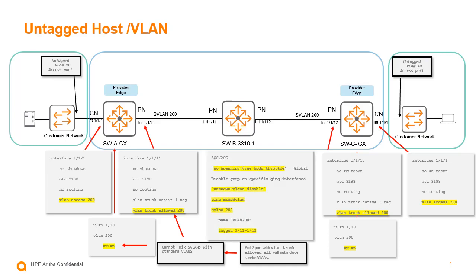And on the provider core, I've used an AOS example here on a 3810 switch, and I'll highlight the identical QinQ CX configuration in the next slide. So to configure QinQ on an AOS switch, first you have to turn off spanning tree BPDU throttle on appropriate interfaces and enter the unknown VLAN disable command. In this example, I've used QinQ mixed VLAN mode, where standard VLANs are allowed along with service VLANs on the switch. This is the mode that the CX switches operate in when using QinQ. Just note a reboot is required.